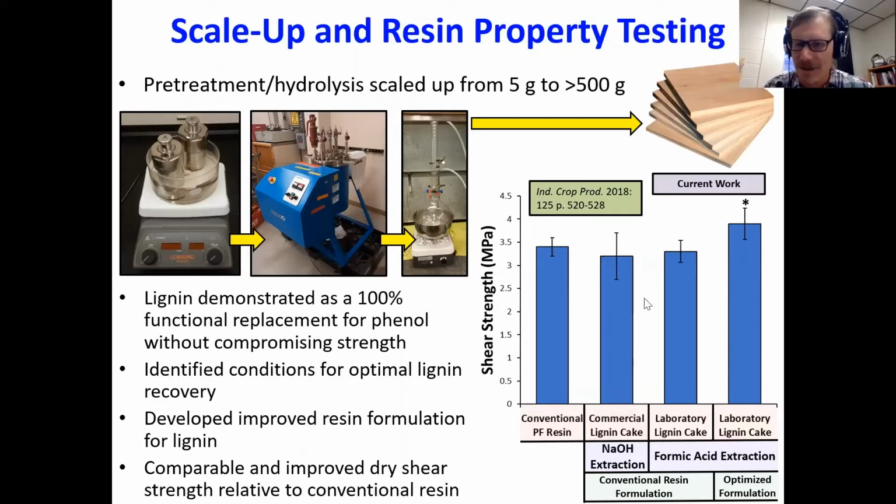And one of the things that we did was we developed an improved extraction approach where we get higher extraction yields, improved lignin properties, and then also improved resin and adhesive properties. We won't talk about the details of that, but you can also compare this with some of the other lignins that were tested in prior work, so superior performance to those.